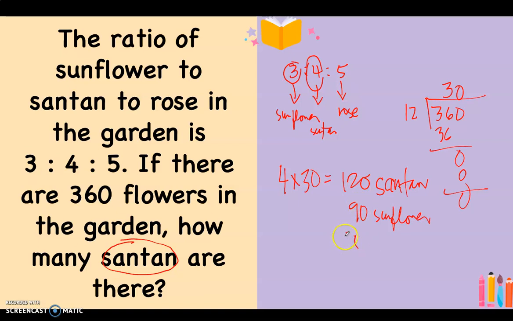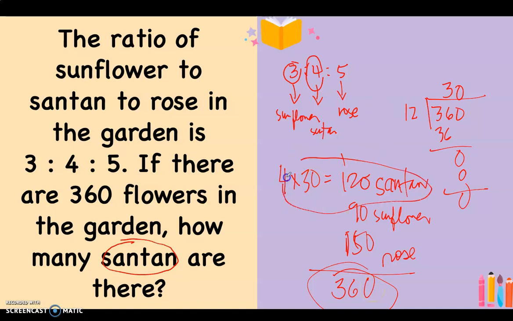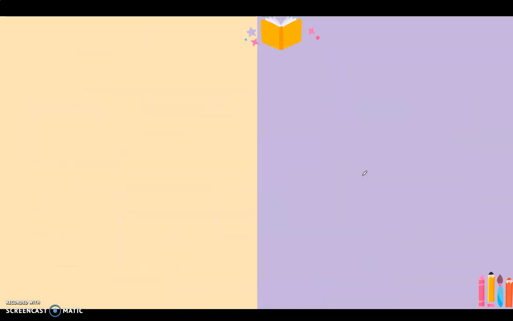We just need to check if the total number of flowers is 360. So this is for the rose. 0, 9, 10, 11, 16, carry 1, that is 360. So the total is 360. But again, you just have to find the number of santan because that's the only one that is asked in the problem, unless they are asked to find the number of sunflower and the rose as well.